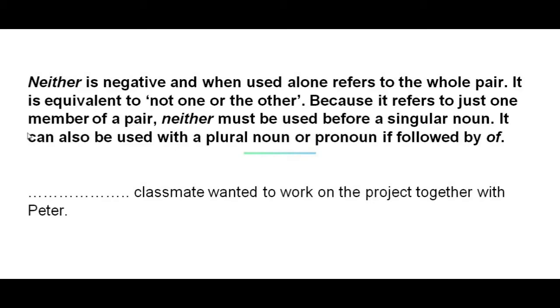Now read the following sentence and fill in the blank using the appropriate form of the distributive neither. Classmate wanted to work on a project together with Peter. Neither classmate wanted to work on the project together with Peter.